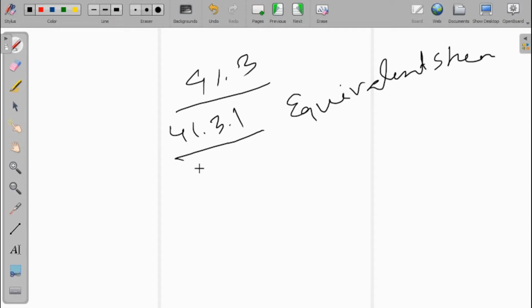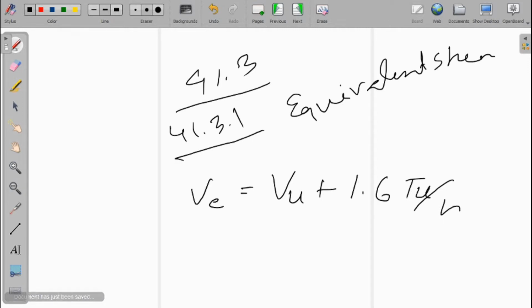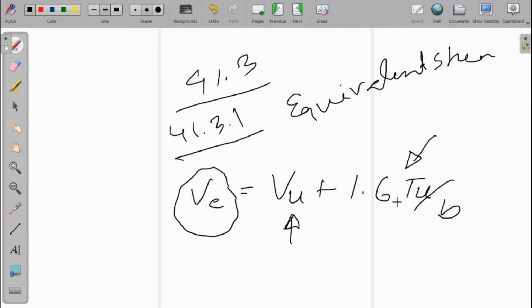It is said that the equivalent shear Ve is equal to Vu plus 1.6 Tu divided by b. What is this Ve? Ve is the equivalent shear, meaning the shear including the torsion. Vu is the shear, whatever the critical shear we generally consider. Tu is the torsional moment, so you have to calculate the torsional moment Tu, and b is the breadth of the beam.